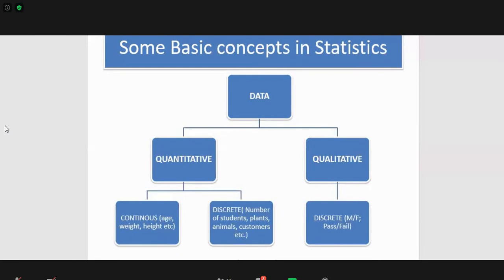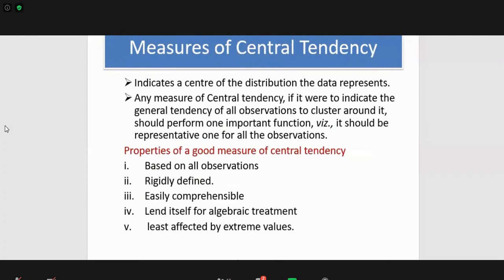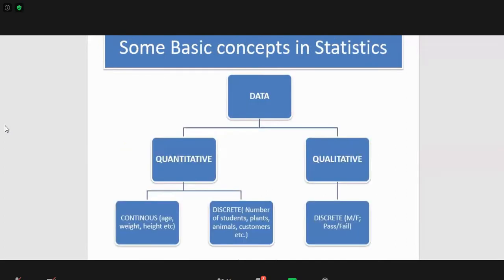Then we have qualitative data. In qualitative data, we may have females, we may have males, we may have the number of students who have passed and who have failed. Such type of data we call qualitative data. In statistics, it's very important what type of data you are recording in your research and what that data means, whether it's continuous, discrete, quantitative, or qualitative.